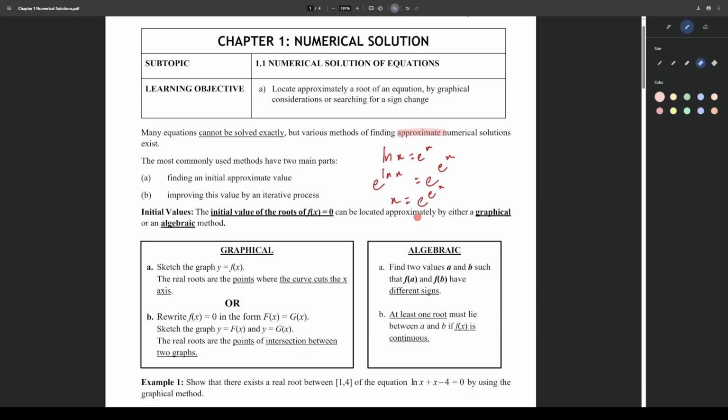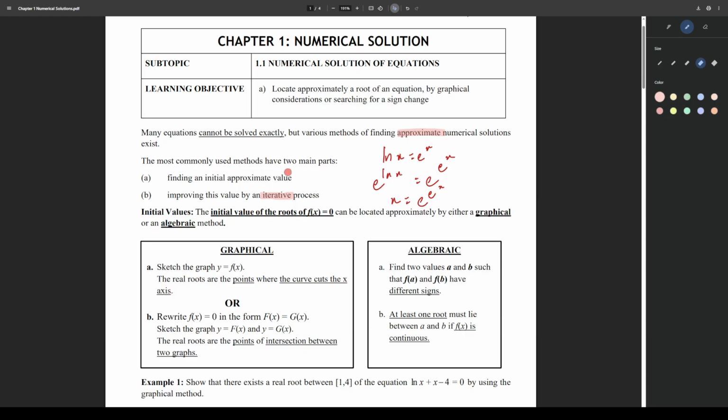Sangat basic. Alright. So the most commonly used method, which is the most basic lah, finding an initial approximate value and improving this value by iterative process. Iterative maksudnya kamu akan ulang. You will continue doing the same process over and over again sampailah kamu dapat solution tu. So basically numerical solution ni, there are certain formulas yang kamu akan ikut, and it's better to use a machine lah. Kamu tengok lah, kita ada Runge-Kutta method kalau kamu interested. Banyaklah method yang lagi bagus.